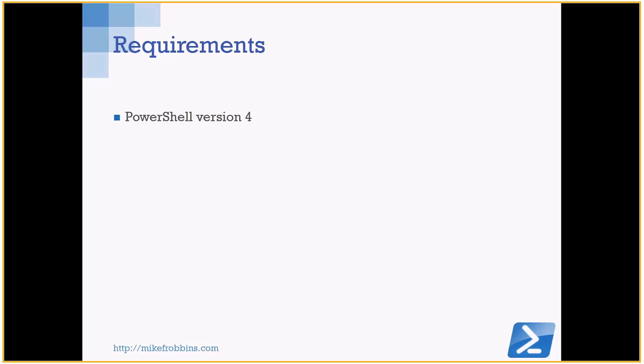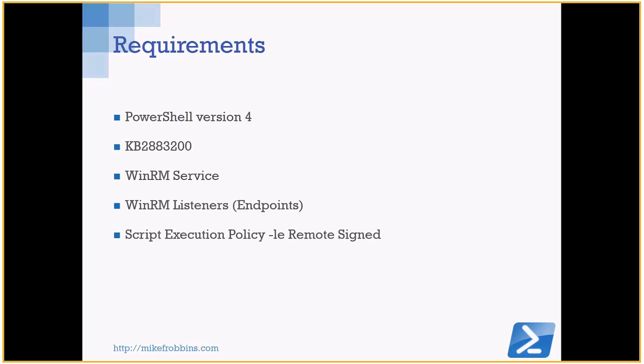If you have any questions as I'm going through this, just feel free to stop me. I'll cover them as we go. So one of the requirements, as I've alluded to, is PowerShell version 4. There's a KB article for Windows 8.1 and Server 2012 R2 that needs to be installed. The WinRM service has to be running. You have to have WinRM listeners or endpoints. The script execution policy has to be less than or equal to remote signed.